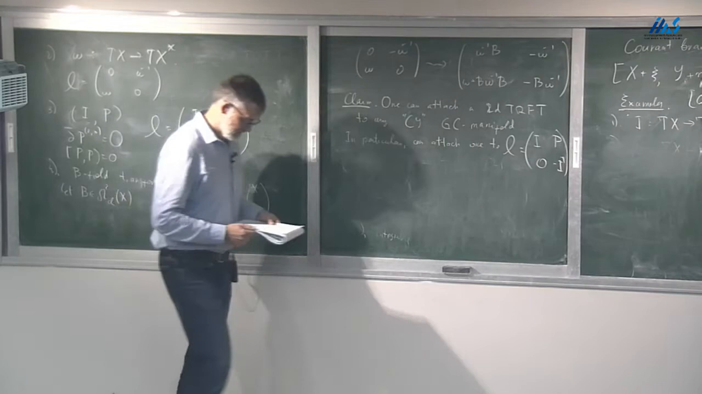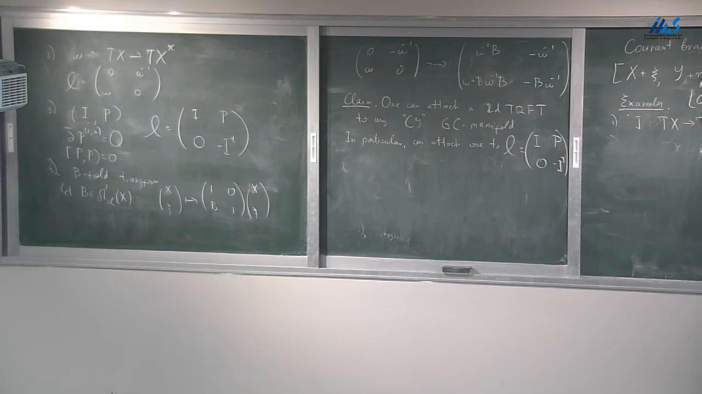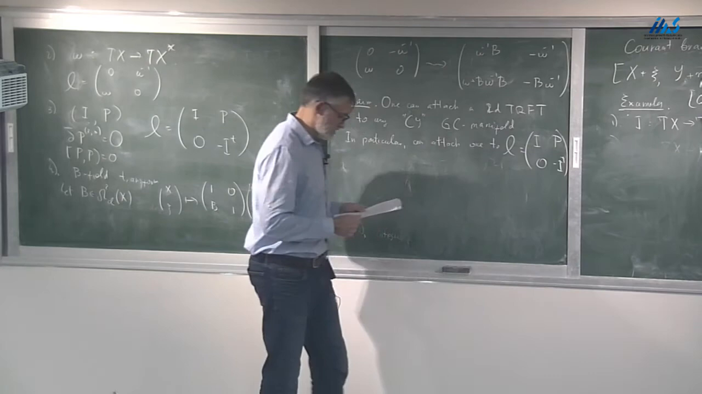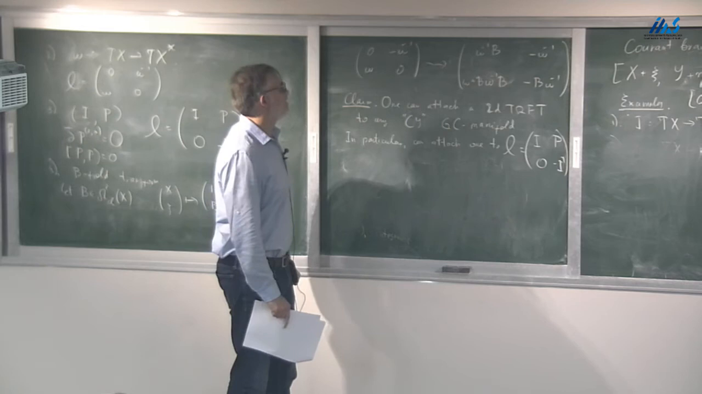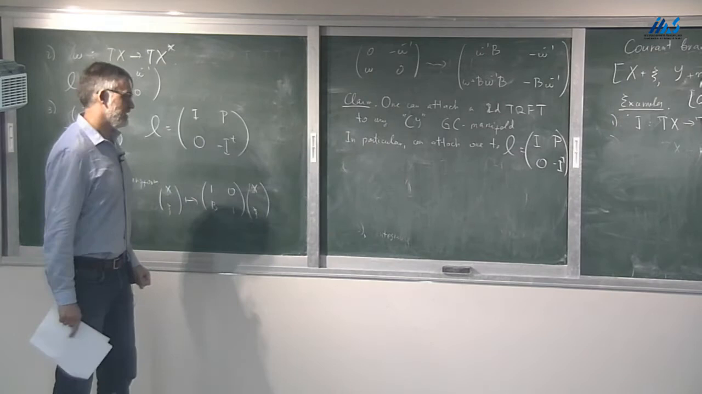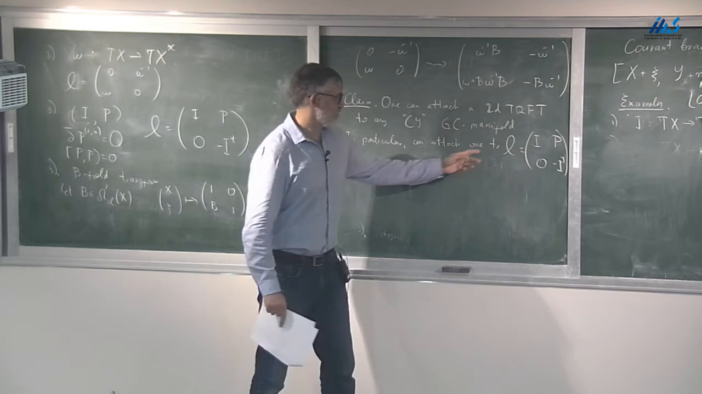Okay, so let's see, where am I? This suggests that indeed the topological field theory for a generalized complex manifold gives the same result. Its category of branes must be the same as the deformation of the category of B-branes, in particular if you choose this kind of generalized complex structure.